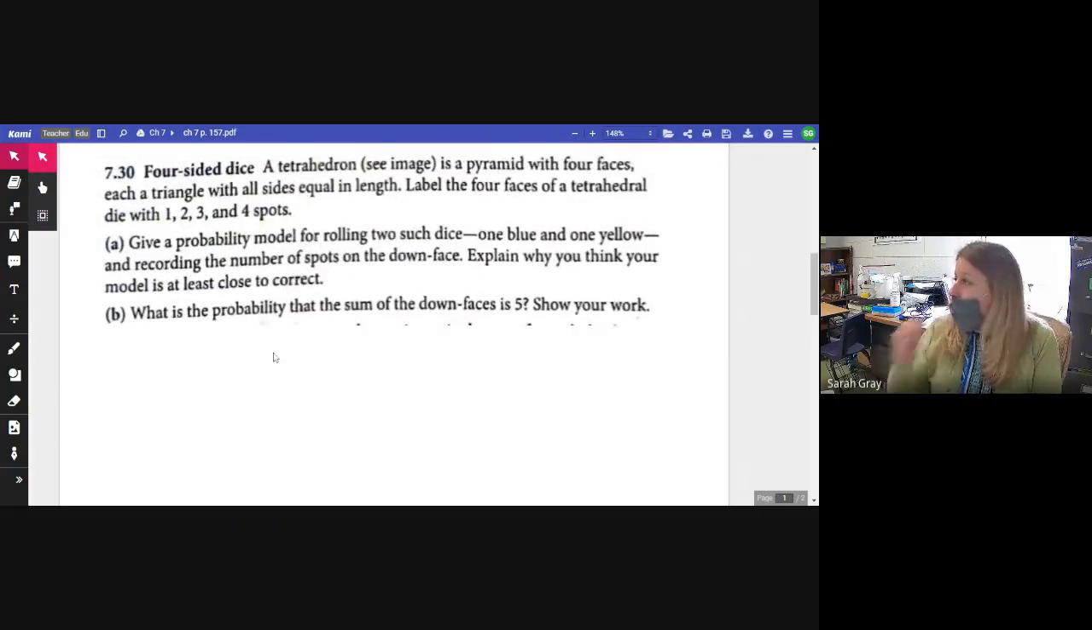For 30, we have a tetrahedron, which is a four-sided triangular pyramid. A triangular pyramid.